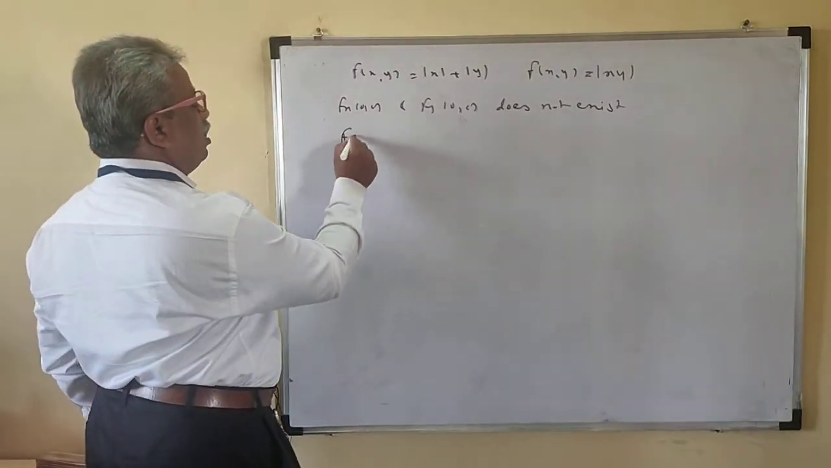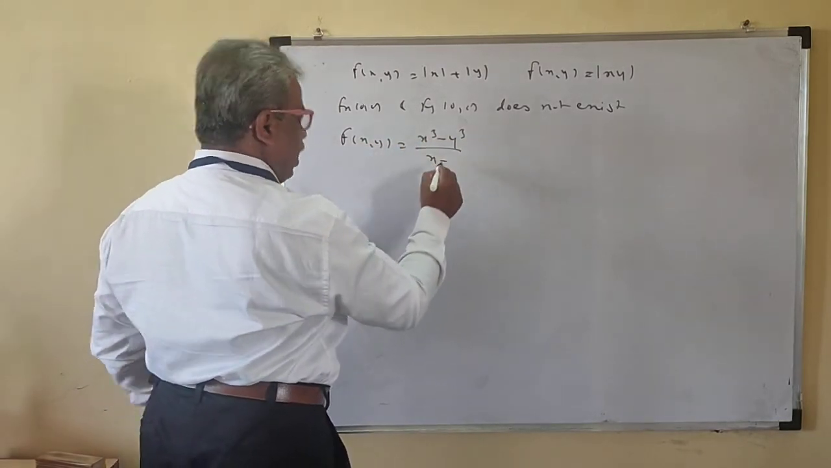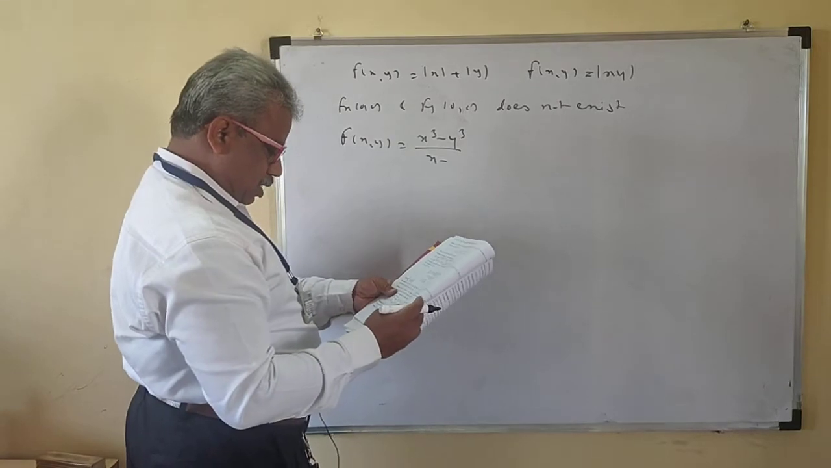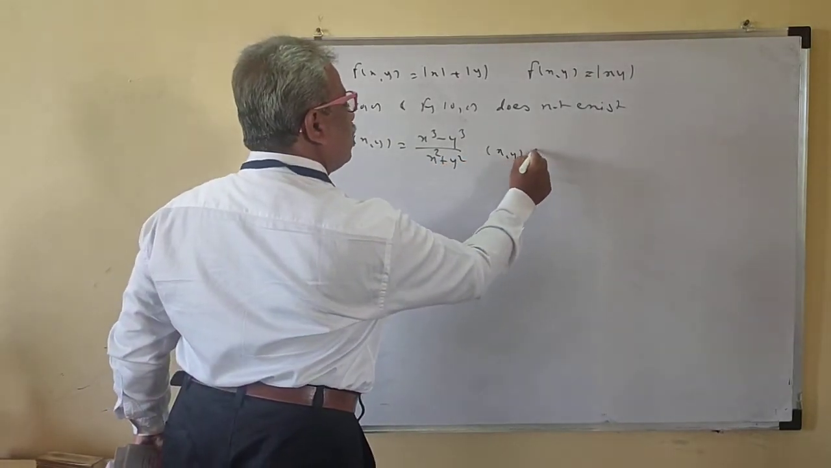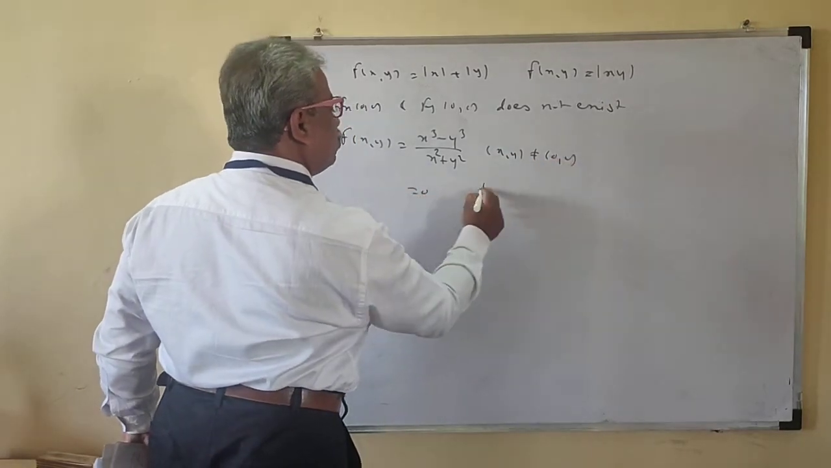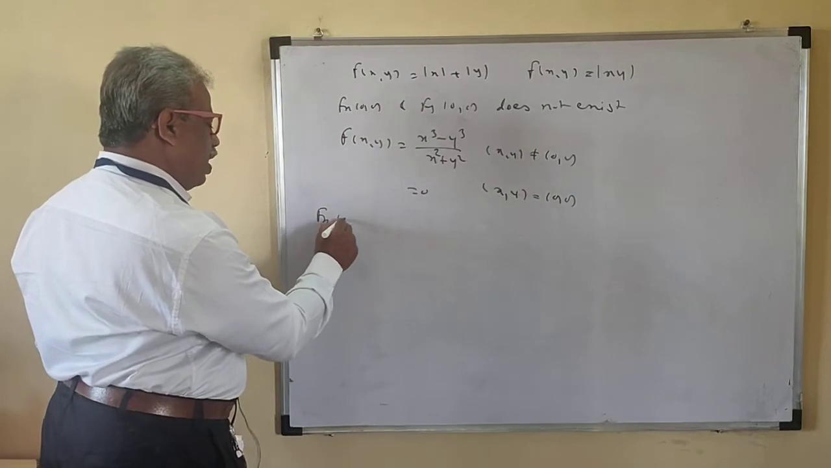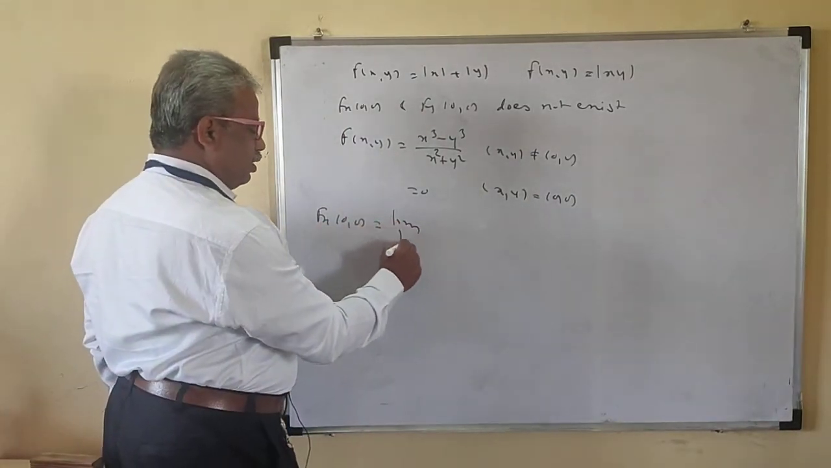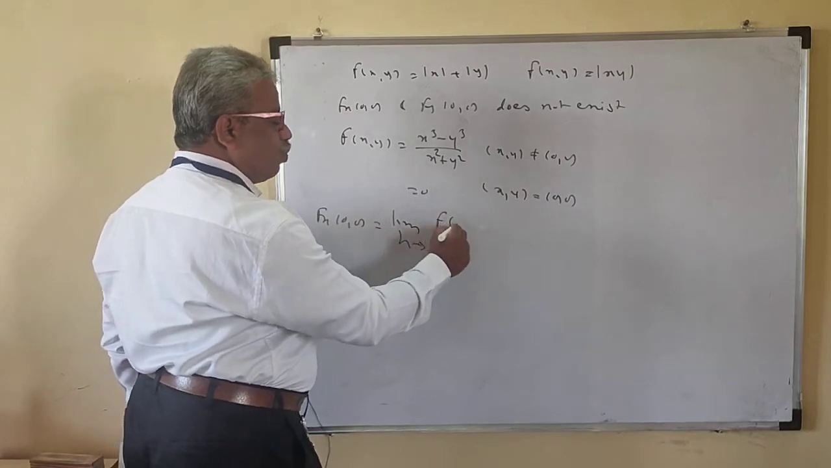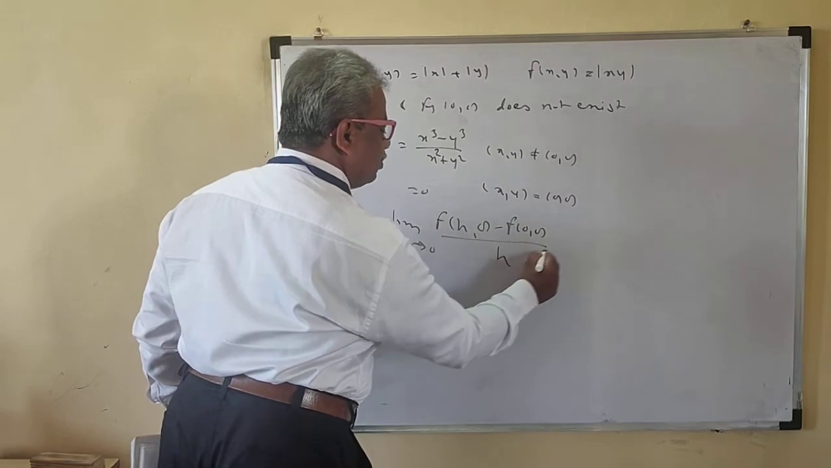Suppose we have this function f(x,y) equal to x cubed minus y cubed upon x squared plus y squared, for (x,y) not equal to (0,0), and equal to 0 for (x,y) equal to (0,0). So what happened? We will find only fx(0,0) now. Just write the formula: limit h tends to 0 of f(0 plus h, 0) minus f(0,0) upon h.